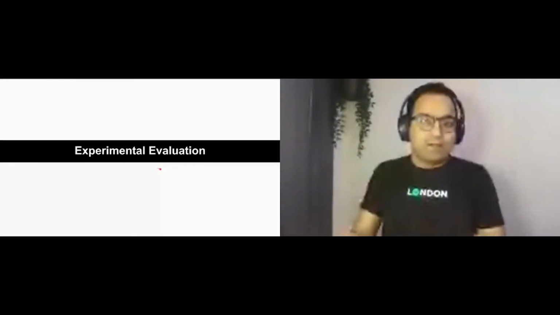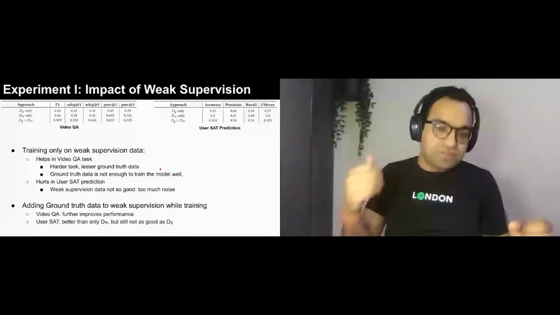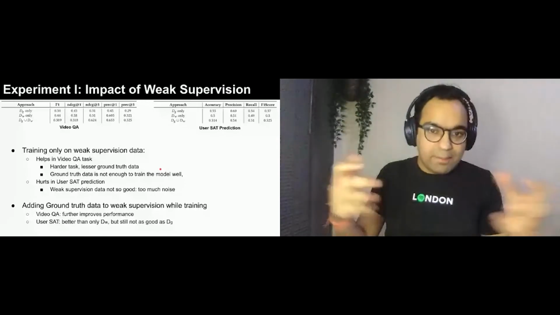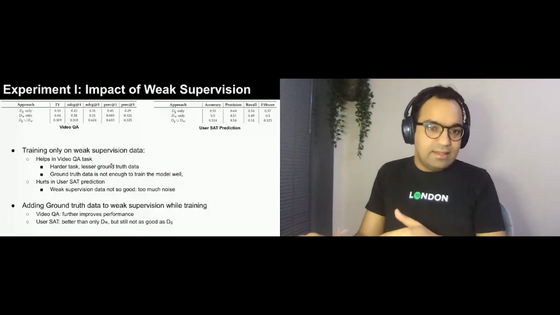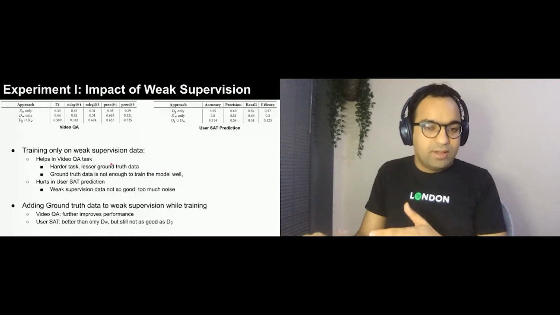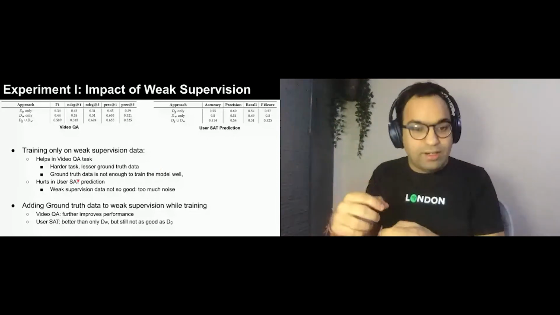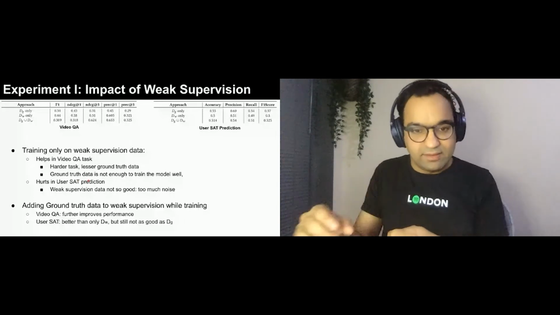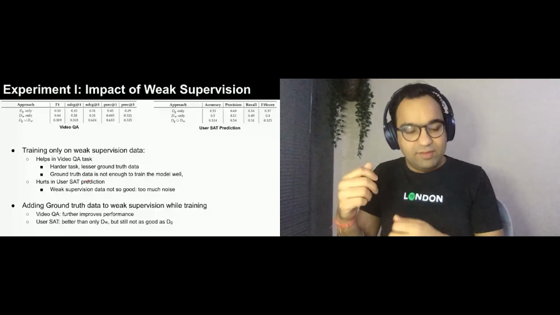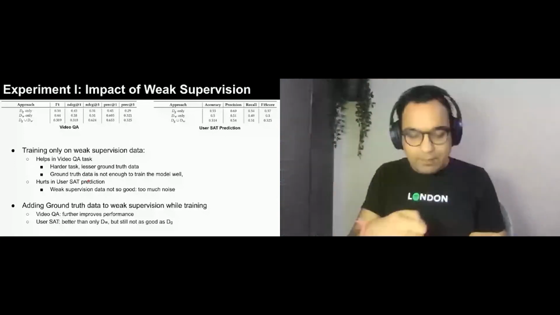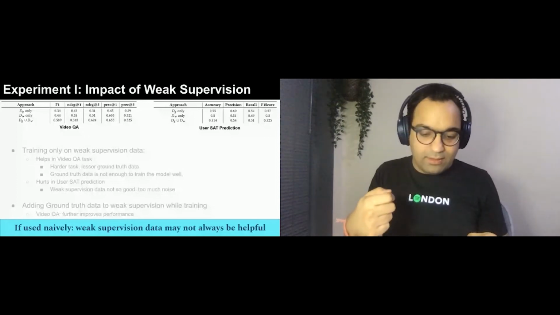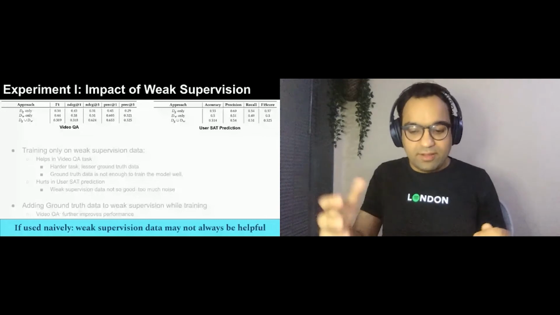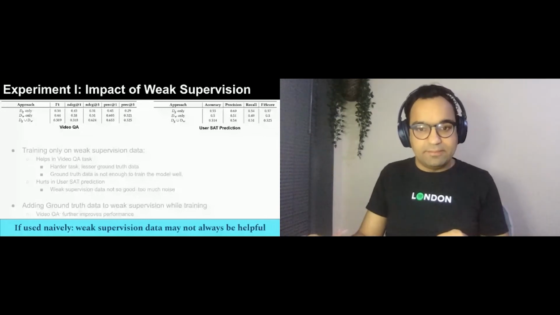Right. So if you look at the impact of weak supervision, just looking at what if I just use my strong data, just weak data, or combine them naively, right? Then we see that if you only train on your weak supervision data, then it's okay in the video Q&A, but it starts to hurt in your user satisfaction task. And in general, adding ground truth, which is a strong data set, is useful in both cases essentially. But one of the key takeaways is that if you're using your weak supervision data naively, then it may not always be helpful because it's very noisy. And often if you're using it without any proper intelligence, then you might just detract the learner from learning the right things essentially.